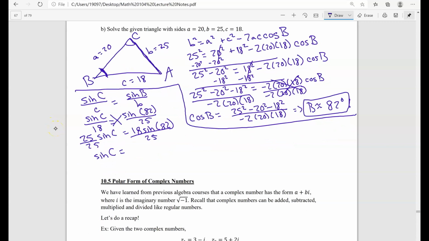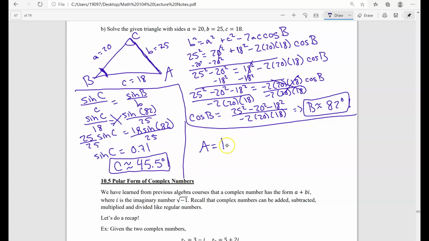So let me go ahead and plug it in. I'm going to have 18 sine of 82 divided by 25. That gives me 0.71. And then I'm going to take inverse sine of the answer. And I get about 45.5 degrees. And now that I have C, I can figure out what A is.